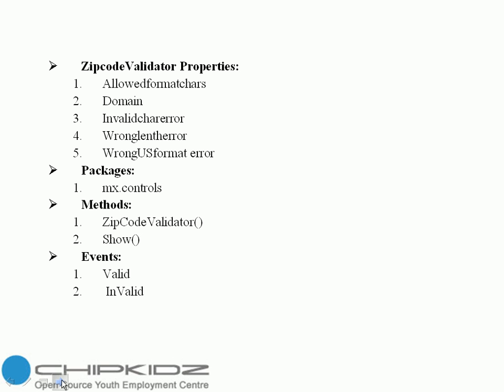Fourth one is wrongLengthError, the error message for an invalid US zip code. Fifth one is wrongLongUSFormatError, the error message for an incorrectly formatted zip code.